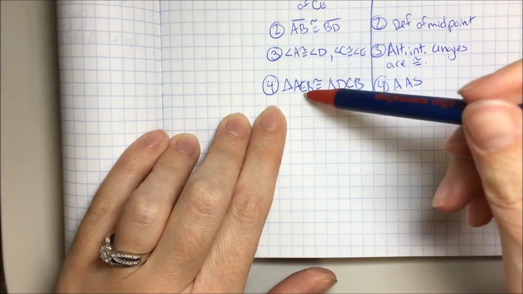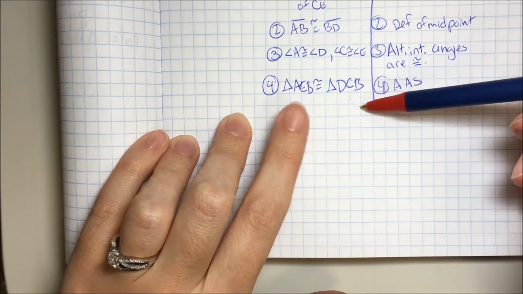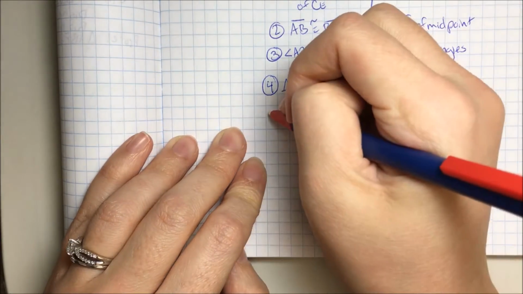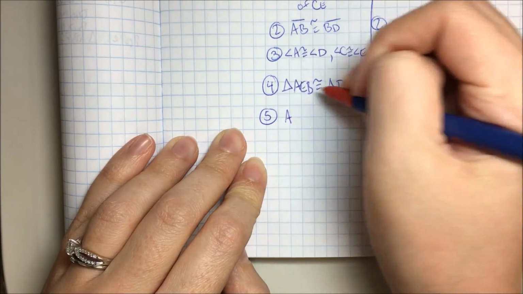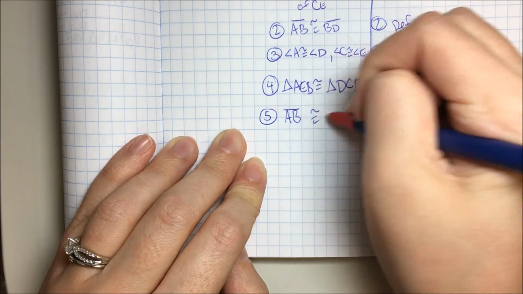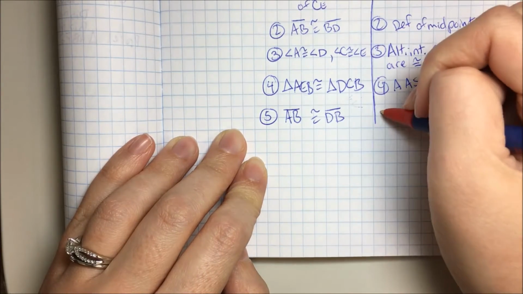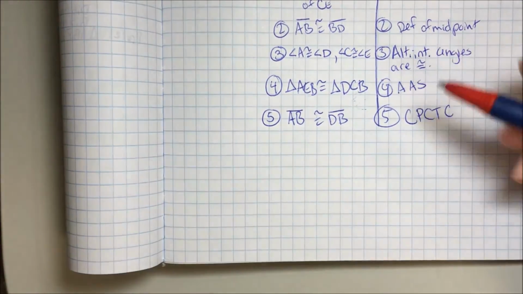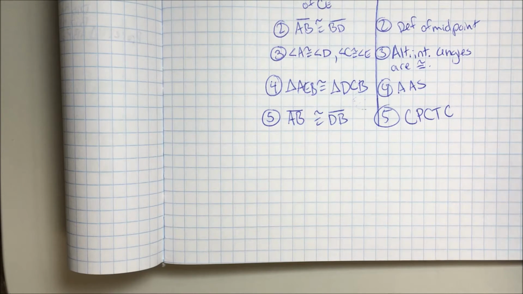So now that I have these two triangles congruent, I can use this congruent statement to say that anything about the two triangles is congruent. And what I specifically want to say is that AB, the first and last, is congruent to DB. And why is that? Well, because CPCTC, corresponding parts of congruent triangles, are congruent.